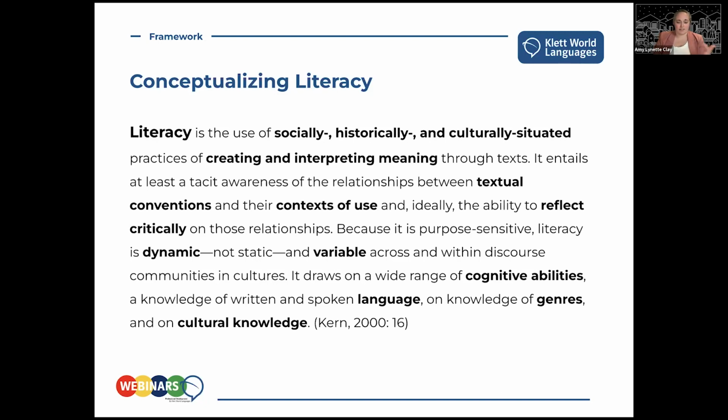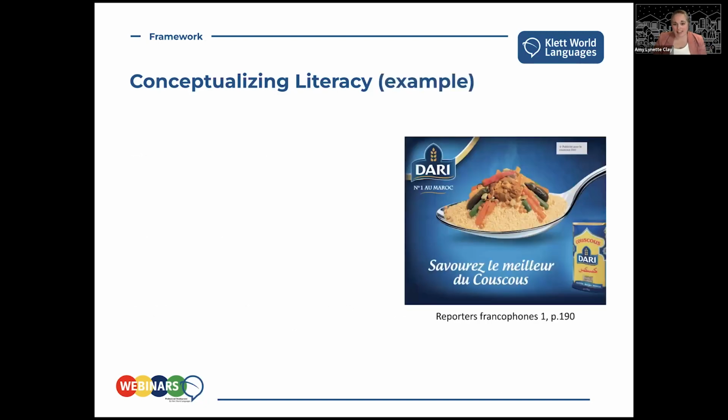This is kind of heavy, I think, so let's unpack it with an example. This is from Reporter Francophone, one of the Klett books. And this is an advertisement for couscous. Dari is the brand. I think we can pick that out. Savourez le meilleur, savor, enjoy the best of couscous. And it's number 1 in Morocco.